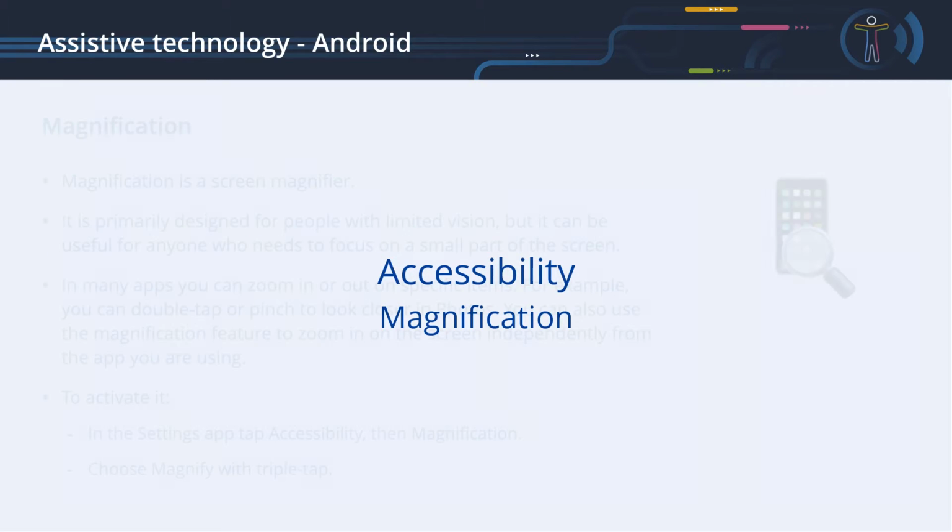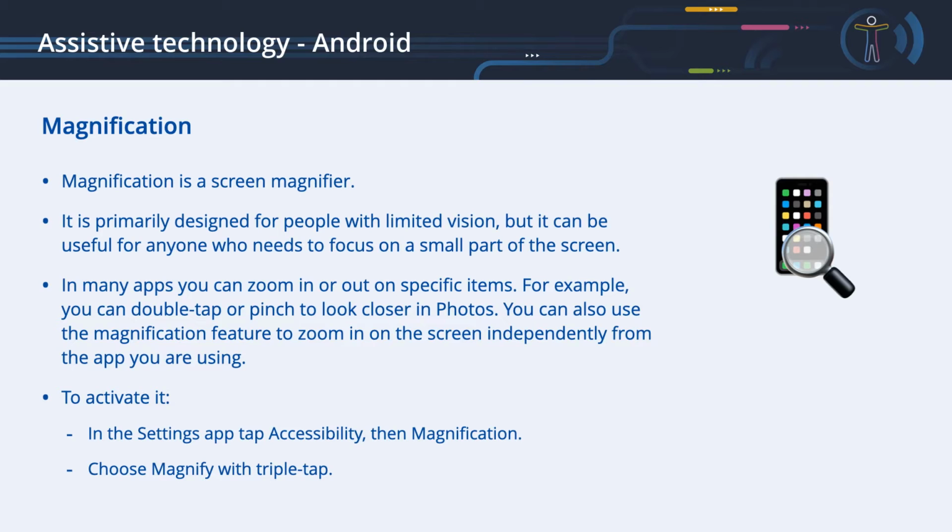Magnification. Magnification is a screen magnifier. It is primarily designed for people with limited vision, but it can be useful for anyone who needs to focus on a tiny part of the screen. In many apps, you can zoom in or out on specific items. For example, you can double tap or pinch to look closer in photos. You can also use the magnification feature to zoom into the screen independently from the app you are using.